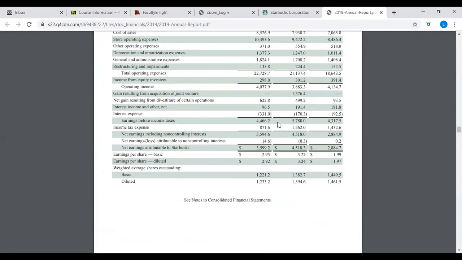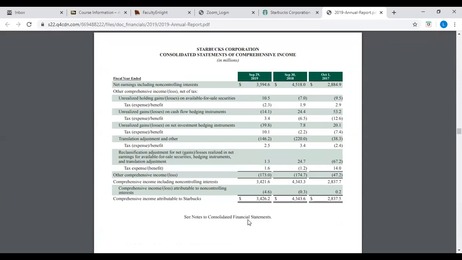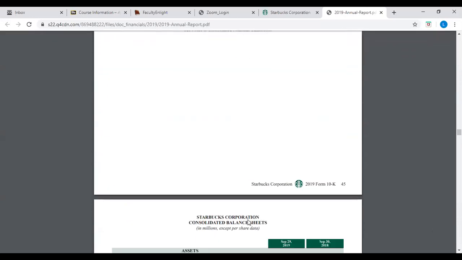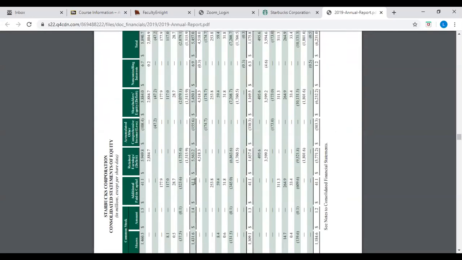Consolidated statement of earnings. Consolidated statement of comprehensive income, which is a separate financial statement. Consolidated balance sheet. So this isn't just the results and the information for Starbucks company itself, but also all the companies they own more than 50% of the voting stock. Look at this, long-term investments, equity investments. There they are, right there. 396 million.